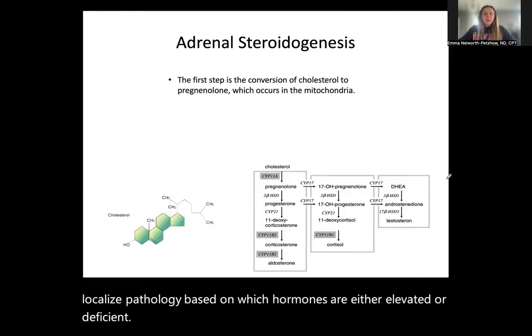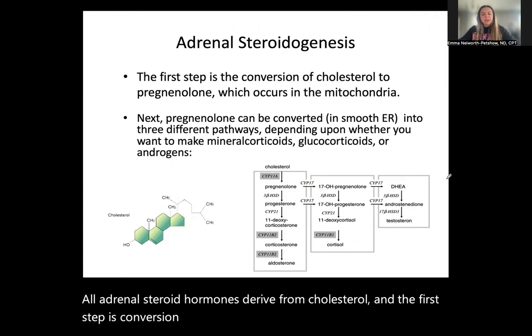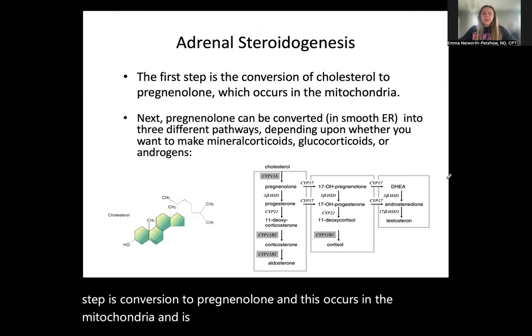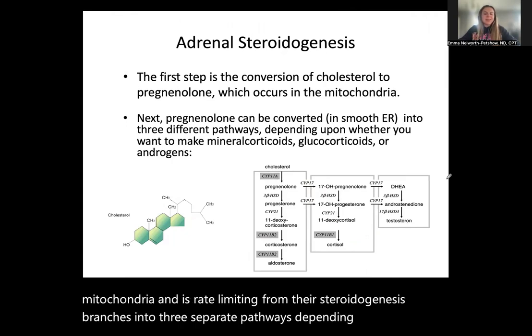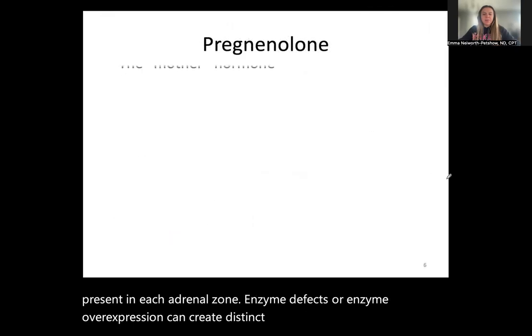All adrenal steroid hormones derive from cholesterol, and the first step is conversion to pregnenolone. This occurs in the mitochondria and is rate limiting. From there, steroidogenesis branches into three separate pathways depending on the enzymes present in each adrenal zone. Enzyme defects or enzyme overexpression can create distinct clinical symptoms and syndromes.